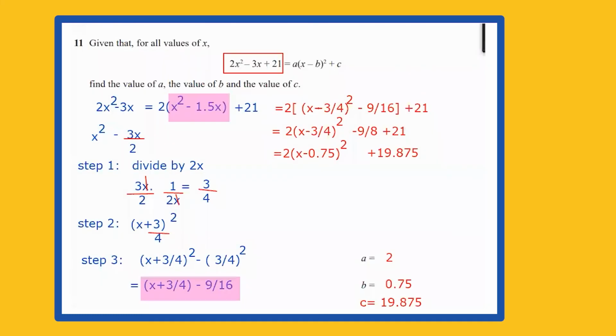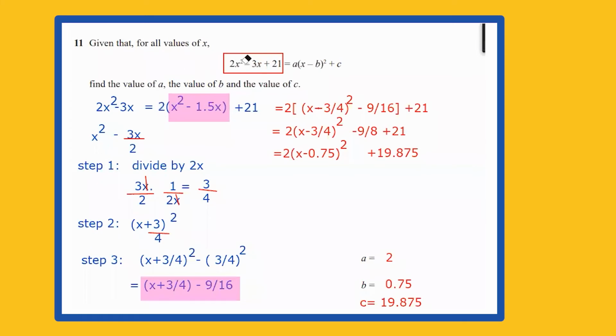Moving on to the next question. Here the question says, given that for all values of x, 2x squared minus 3x plus 21 is equal to, and this is about completing the square. So let's look at the theory of completing the square. We start off with 2x squared minus 3x. So I'm just going to take it in stages. The first stage is just 2x squared minus 3x. Now, what we do here is we take out the 2, right? We take out this 2 and we're left with x squared minus 1.5x.